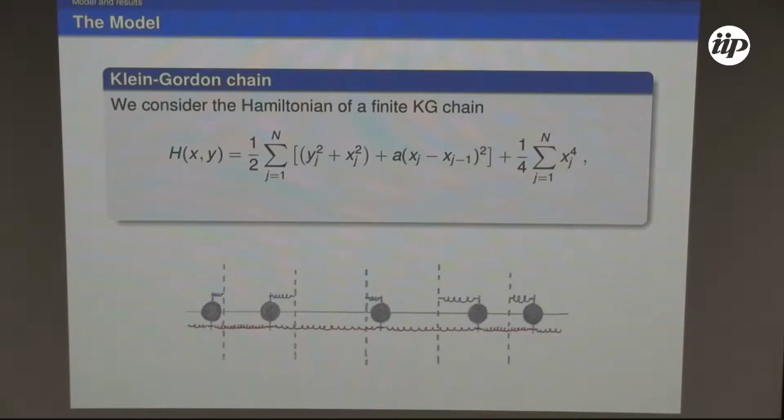Let me immediately give you the model I will deal with and the result in a very naive formulation. So I will give you this result for this Klein-Gordon chain. It's a Hamiltonian system. It's a finite system. We have n degrees of freedom, periodic boundary conditions. You see that there is a chain of oscillators. These blue springs represent the on-site potential, which is nonlinear. You see here the nonlinear part. And the red springs represent the nearest neighbor coupling, and A will be the coupling constant that will be small. Okay.